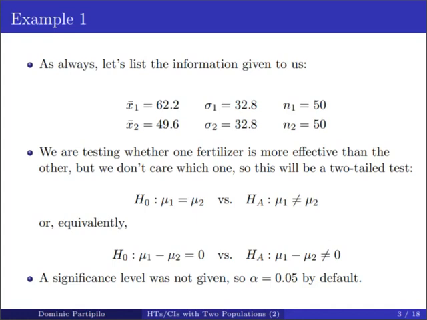Equivalently, we could structure the hypothesis test in this way. If mu1 and mu2 are equal, that means mu1 minus mu2 is equal to 0. And if they're not equal, then this is not equal to 0. So this is the same thing as what's up here, it's just expressed in a different way. We're actually not given a significance level here. So by default, we need to use alpha equal to 0.05. That's what we're going to use if we are not given a significance level, because that is the most commonly used significance level.